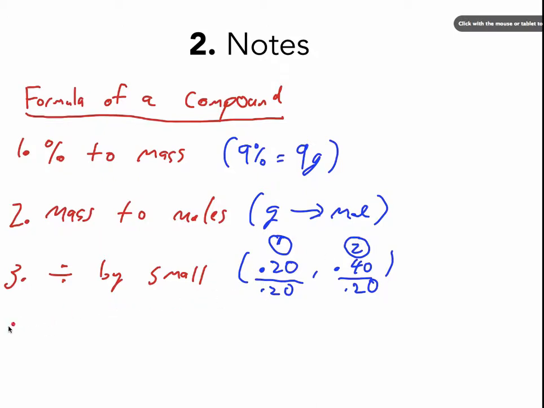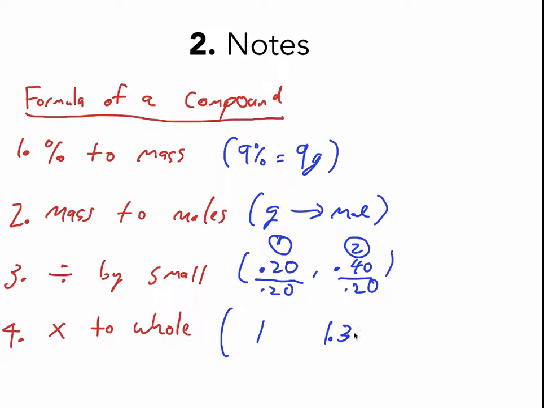And the last step is also optional, and that is times to whole. You're not always going to have to do this. But let's look at some circumstances. Let's say you end up with 1 for one thing, and you end up with 1.33. You always want the formula to have whole numbers. 1's a whole number, but 1.33 sure isn't. So you'd multiply them both, in this case, by 3. This is going to end up being 3, and this is going to end up being 4. Anything that's 0.33, you'd multiply by 3.